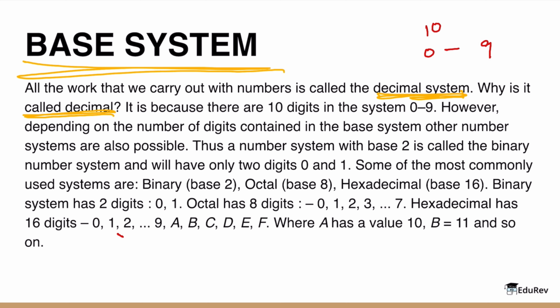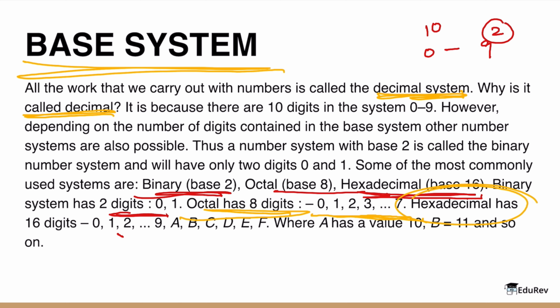Now however, depending upon the number of digits contained in the base system, other number systems are also possible. For example, if I take base as 2, then my system is going to be referred to as binary. If my base is 8, then it's going to be octal. If it's 16, then it's going to be hexadecimal. Binary has 2 digits, that is 0 and 1. Octal has 8 digits: 0, 1, 2, 3 till 7. Hexadecimal will have 16 digits, from 0 to 9, then it will start from A, B, C, D, E, where A is nothing but 10, 11, 12 and so on.